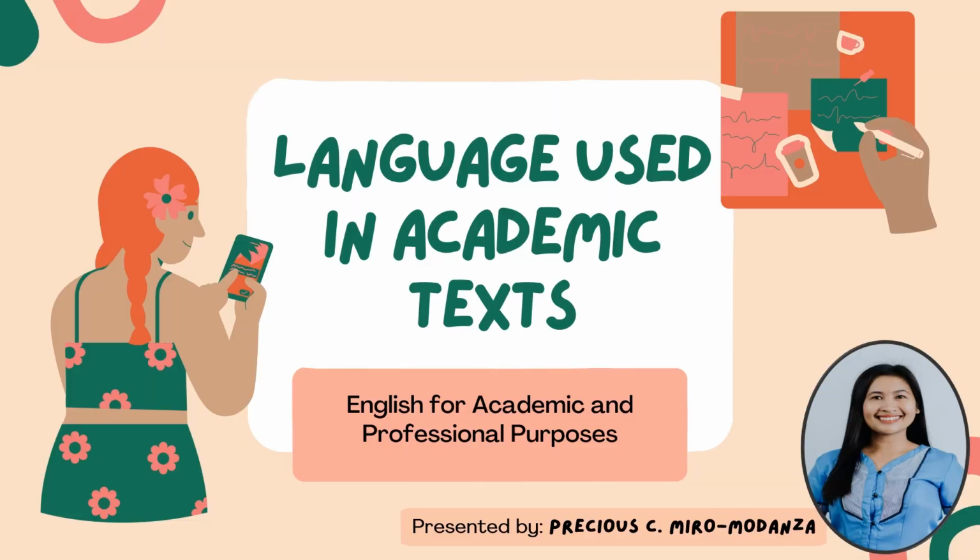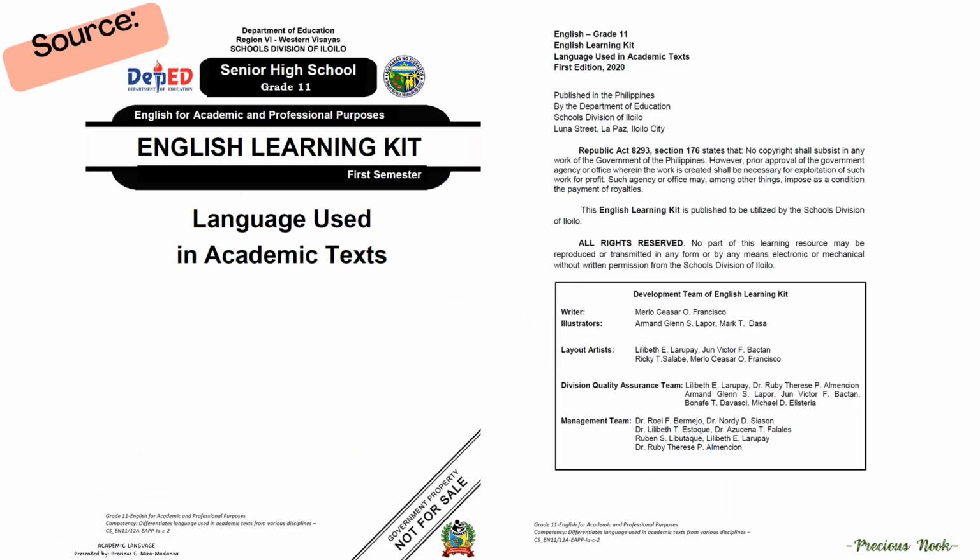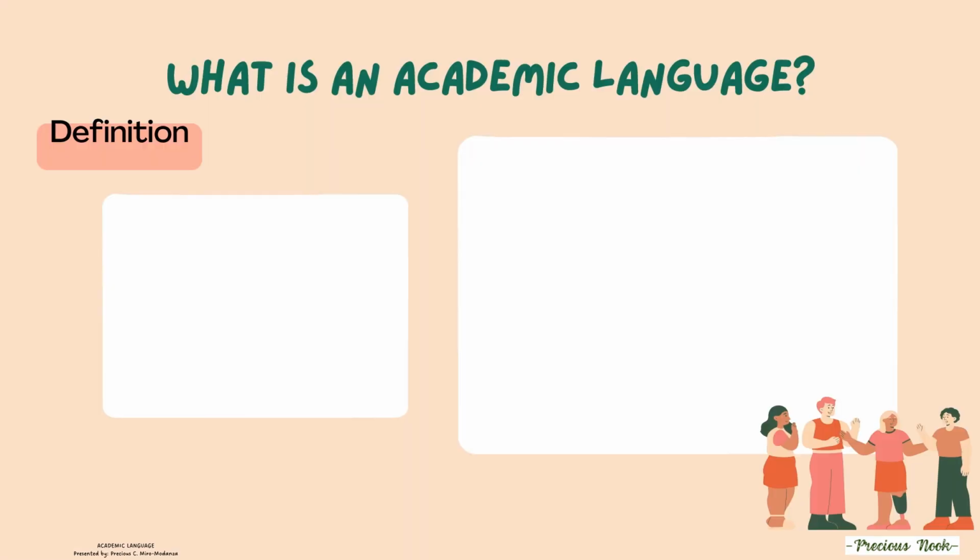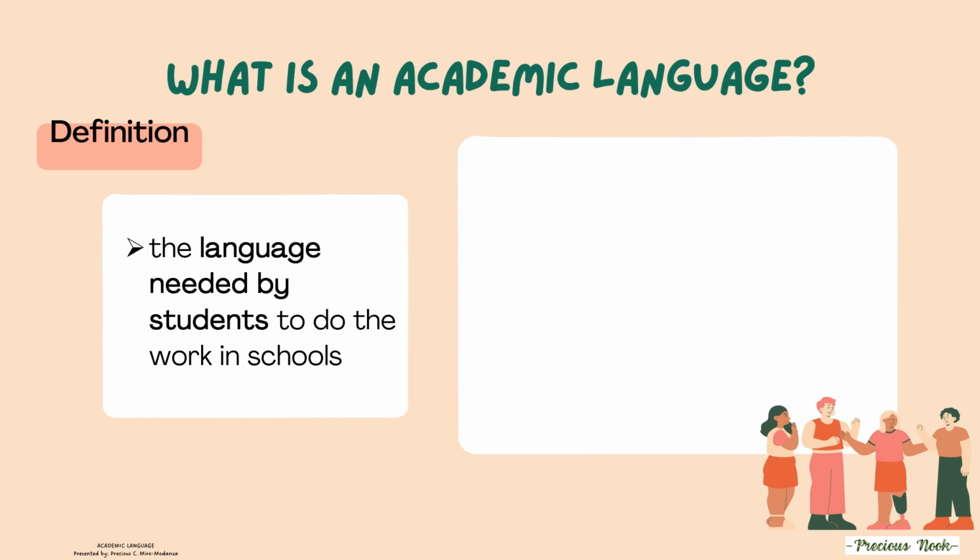In this video, I'm going to discuss the language used in academic texts. We will use this module as the source of our discussion. What is academic language? Academic language is the language used by students to do most paperwork at school. Examples: essays, critique or review of a certain book or movie, lab reports, or discussions of a controversial issue.